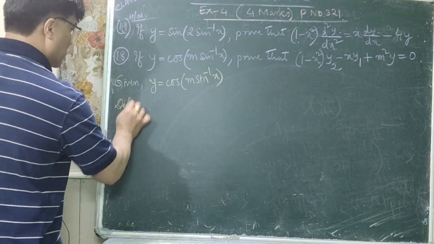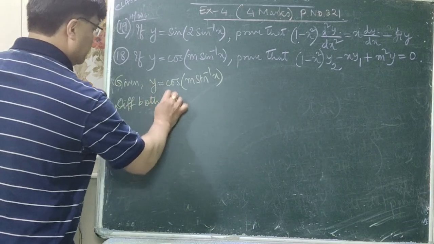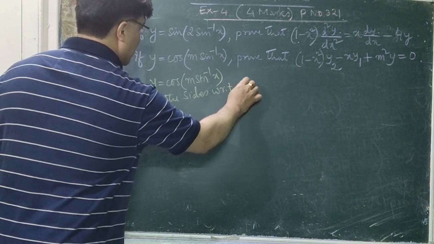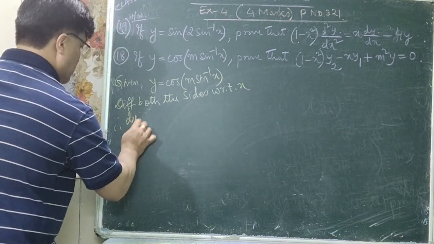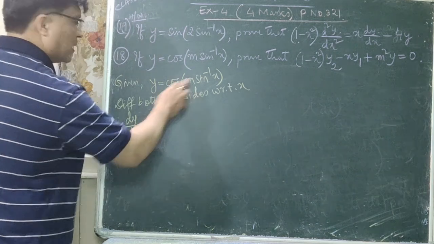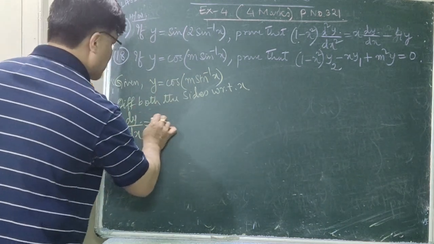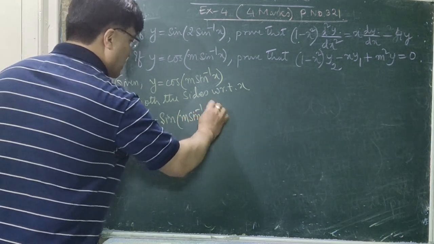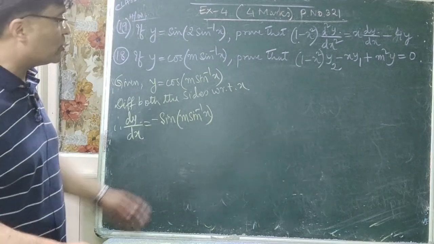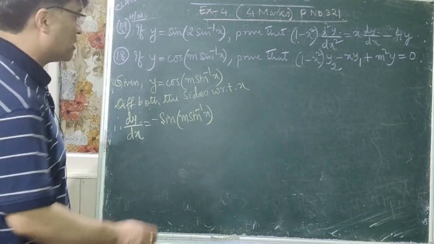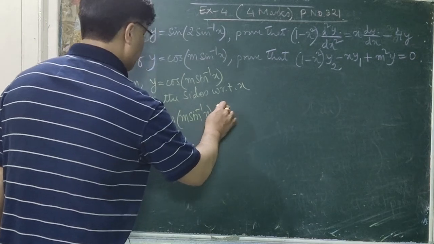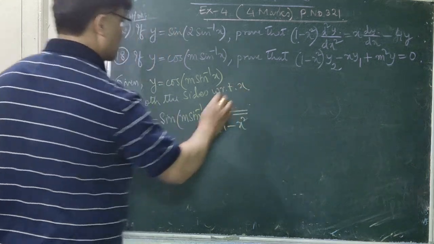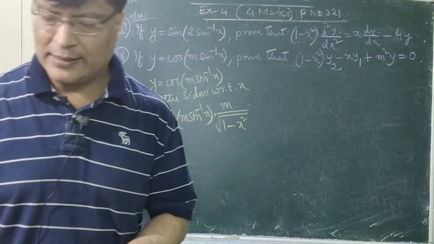Now differentiate both the sides with respect to x. Now differentiating both the sides with respect to x, so it is dy by dx. So it is just like your cos x. What is the differentiation of cos x? Minus sine within bracket x, here is m sine inverse x. Again you have to differentiate the term which is assumed as x. That means you have to differentiate m sine inverse x with respect to x. That is, it will be m upon root over 1 minus x square. Is that clear?